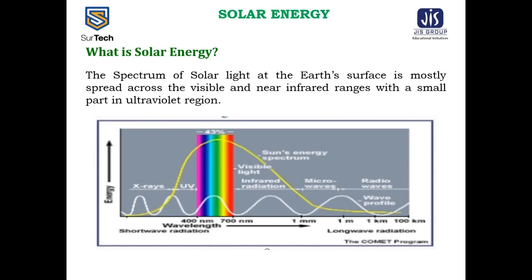The spectrum of solar light at the Earth's surface is mostly spread across the visible and near infrared ranges, with a small part in the ultraviolet region, just like it's shown in the figure below.